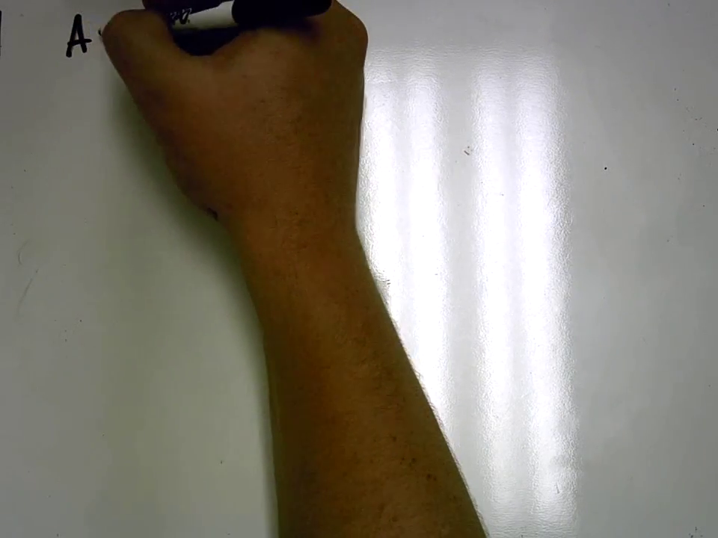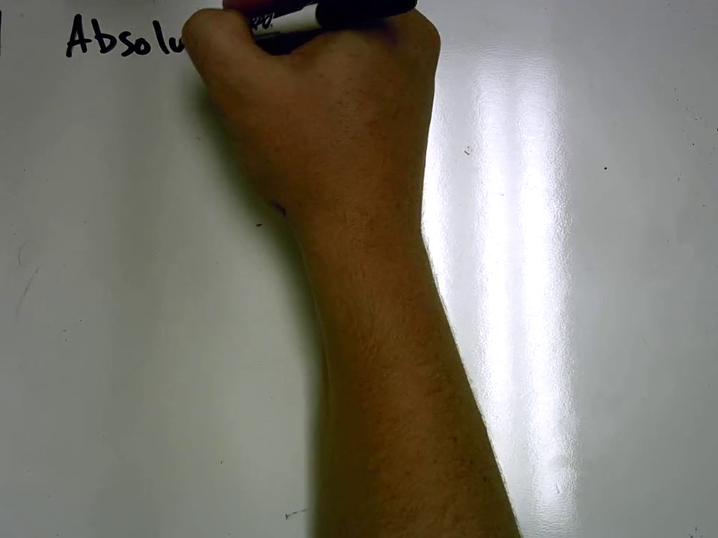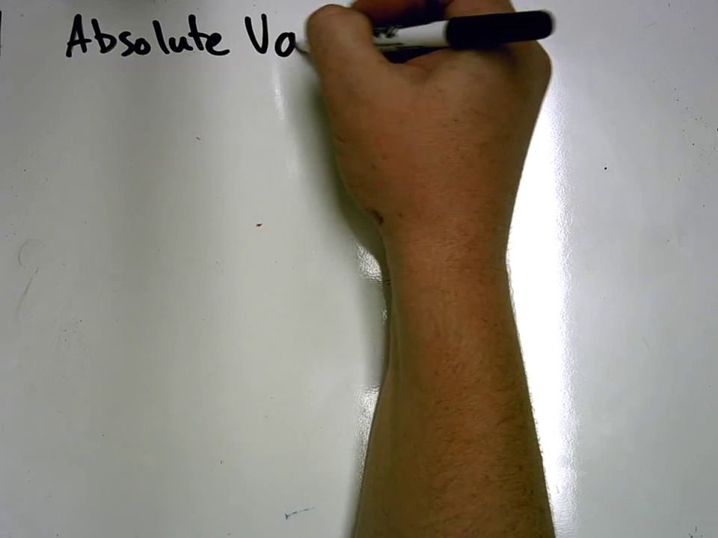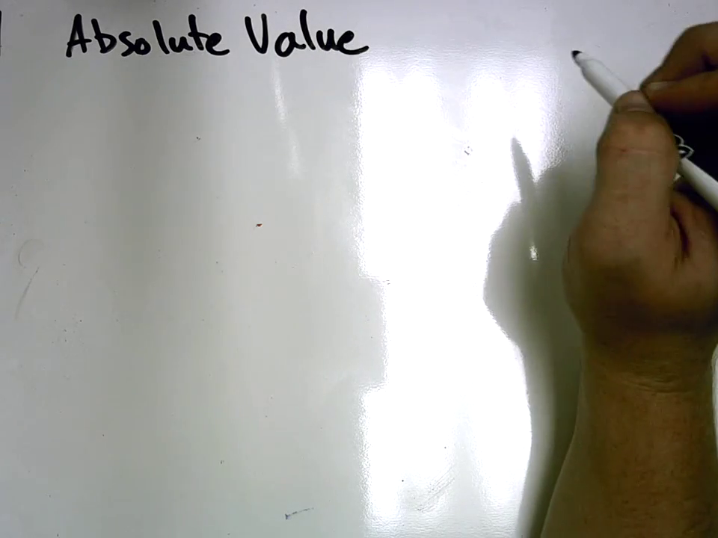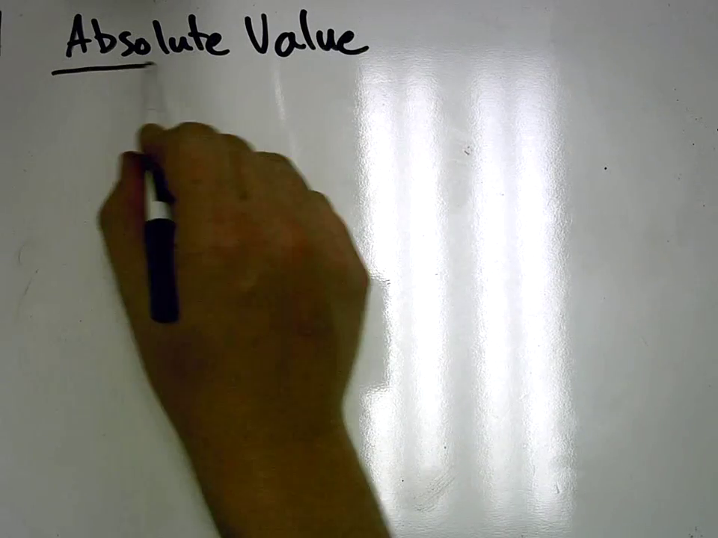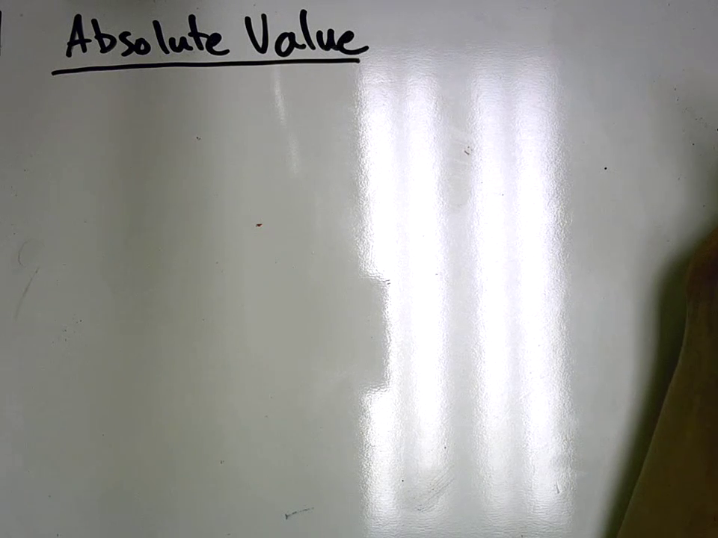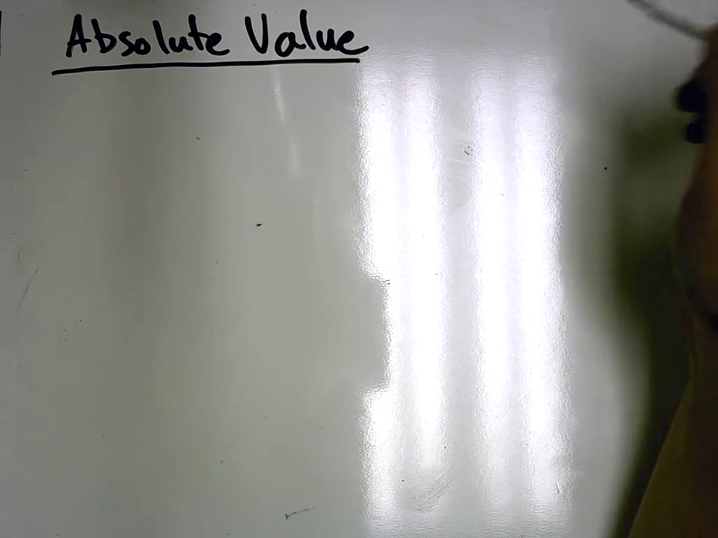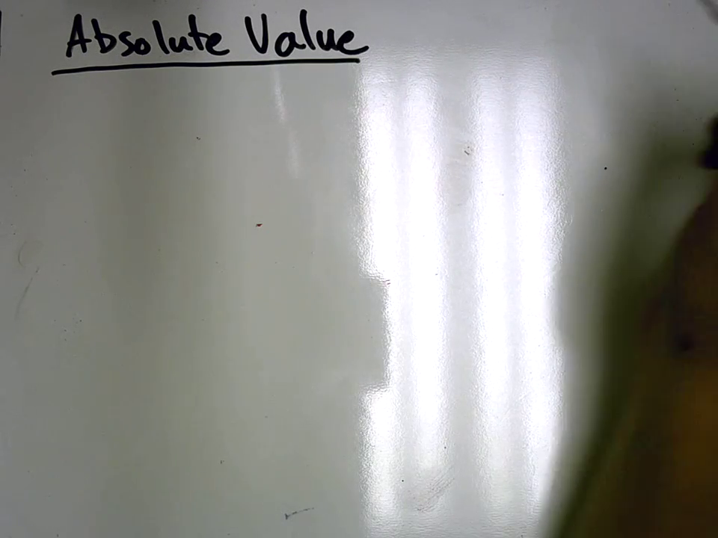Alright, students, today you are going to be learning about something called absolute value. Basically, the idea is if you have a number, whether it's a positive number or a negative number, the absolute value of it is the positive version of the number.